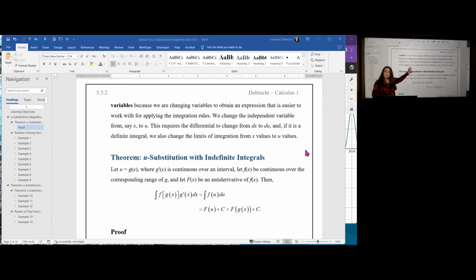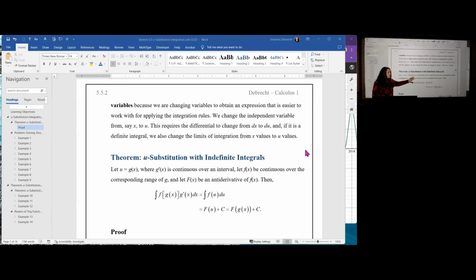Note that if it is a definite integral, we have to change the integrand to being in terms of u, the differential from dx to du, and the limits of integration from x values to u values. Let's start with the indefinite integral. We're going to suppose that we have a function g, and we're going to let g be u.